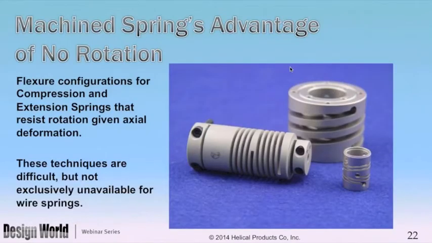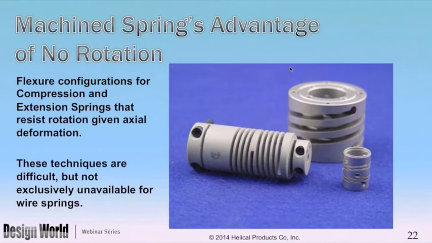As we look at compression springs or extension springs, we know that the spring rotates as you deflect it. And sometimes you don't want the spring to rotate. So there are a couple ways of handling this. One of the techniques that can be done with both machined and wire wound springs is having a right and a left hand flexure on the same part. And the part that you see on its side is just that. And also the little part on its right is just that. They both have right and left hand flexures in them.